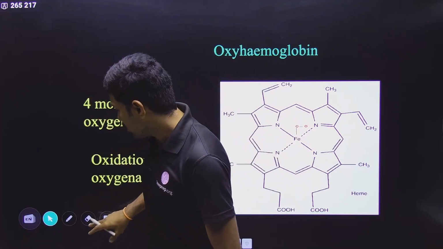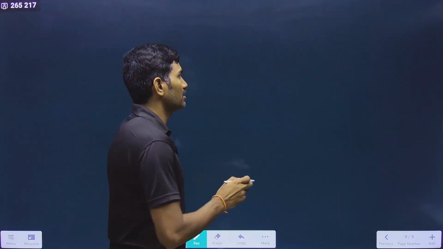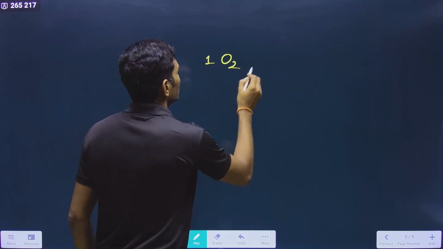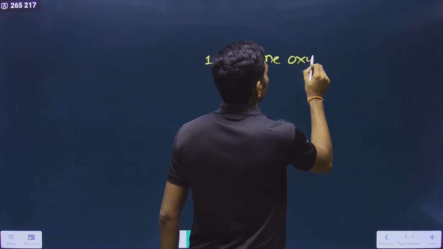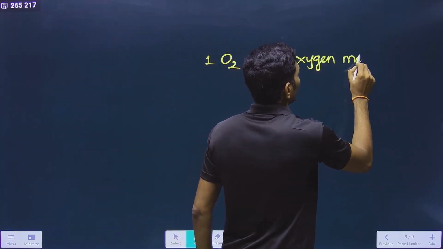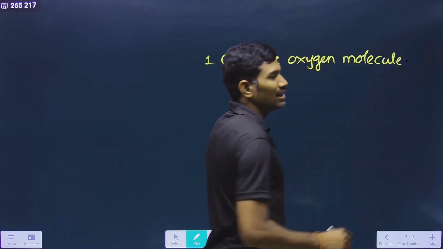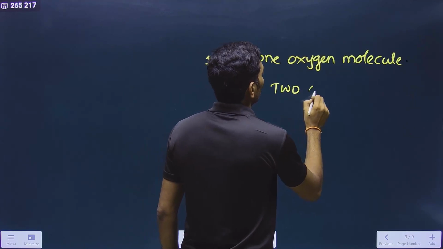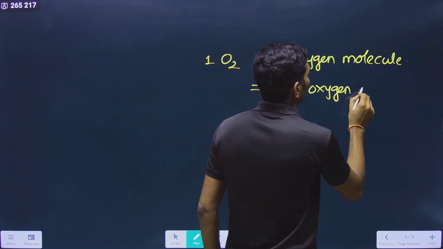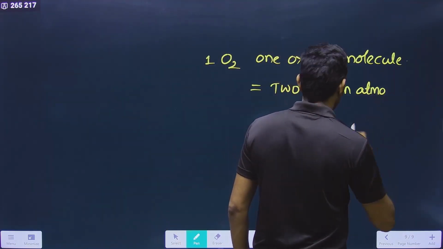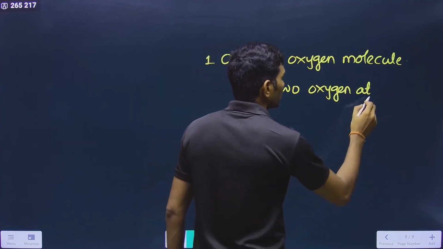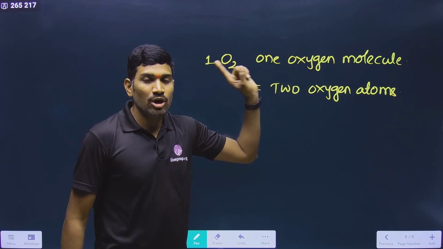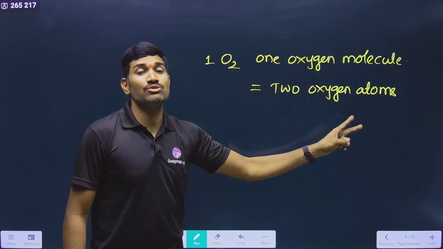One oxygen molecule. These terms are very, very important. One oxygen molecule means O2. How many atoms does one oxygen molecule have? That is equal to 2 oxygen atoms. You need to remember these words very carefully. Observe carefully: one molecule of oxygen has 2 atoms of oxygen.